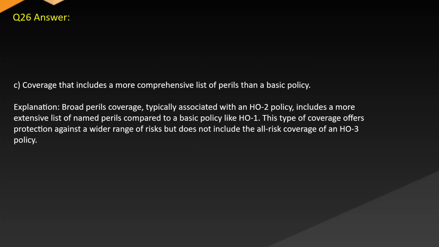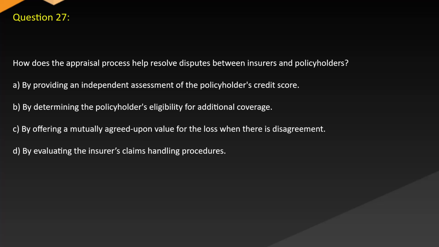Answer: C. Coverage that includes a more comprehensive list of perils than a basic policy. Explanation: broad perils coverage, typically associated with an HO2 policy, includes a more extensive list of named perils compared to a basic policy like HO1. This type of coverage offers protection against a wider range of risks but does not include the all-risk coverage of an HO3 policy. Question 27.